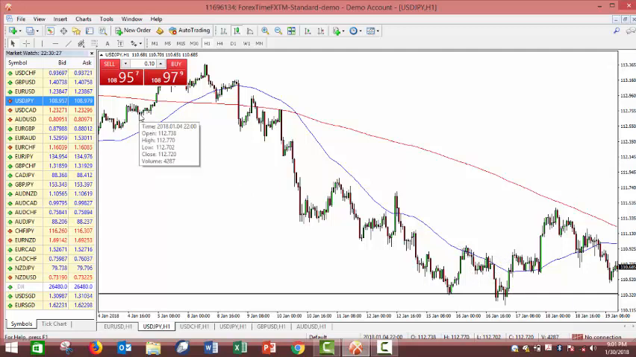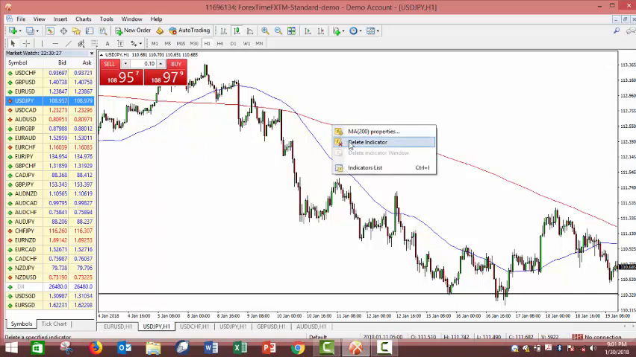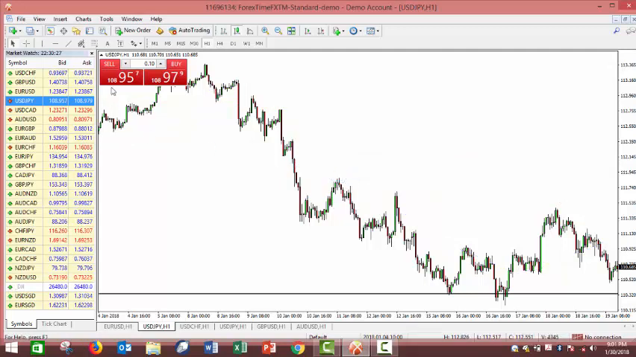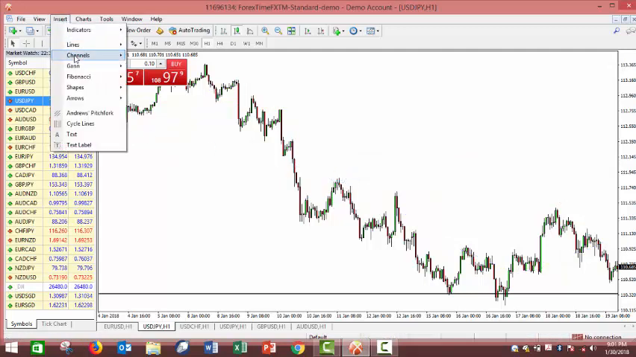The next one I want to look at is the MACD, the MACD trading strategy. We can do that using the 1-hour or the 4-hour time frame. Okay, let's delete this indicator and bring in our MACD. Insert your MACD indicator.